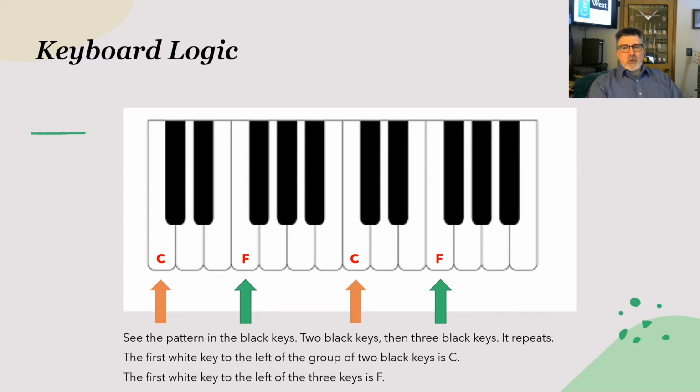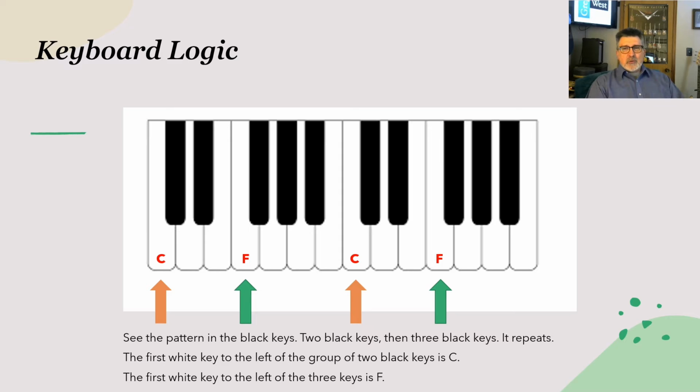So for keyboard logic, okay, we see black keys and white keys, and they are arranged in a pattern. That pattern is easy to figure out. Notice that there are 2 black keys, then a group of 3 black keys, then a group of 2 black keys, and a group of 3, and it goes all the way across the piano keyboard this way. That helps the pianist to visually recognize where he's at.